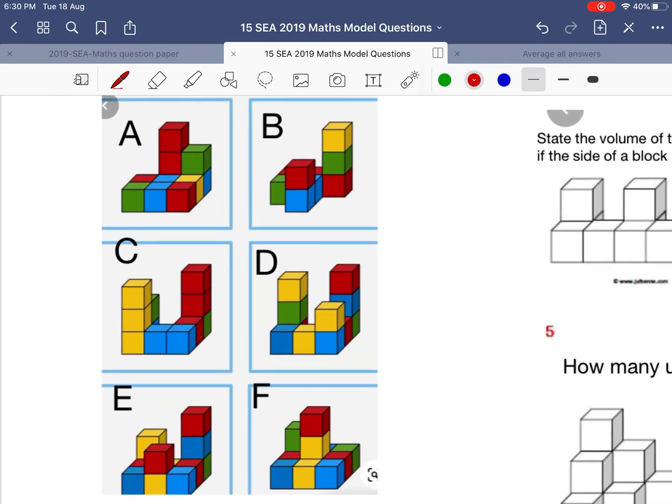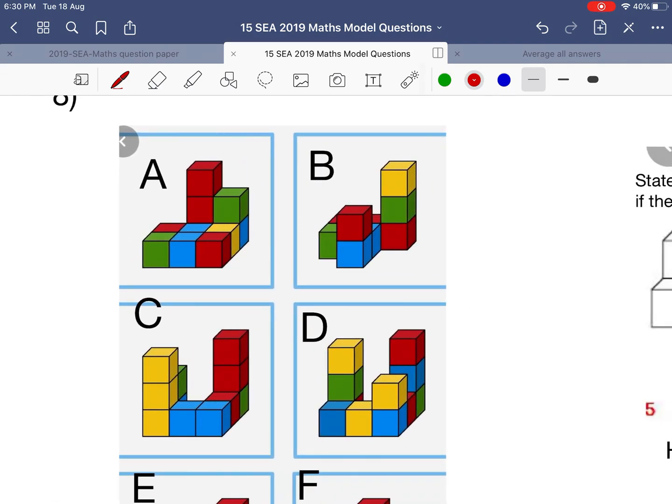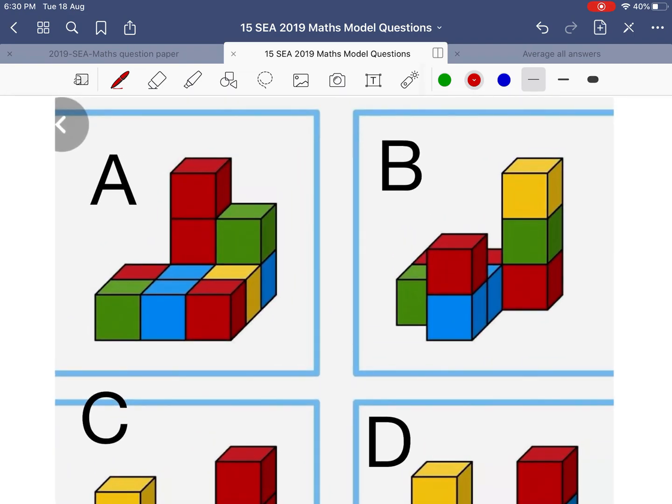Number 8. A. State the number of unit cubes in each set. So there are some blocks that we can't see to the back. These are the ones that normally give students difficulty. So below these two blocks, of course they are not floating in the air, so there will be one below to the back of the blue. And we can see the one below to the back of the green.